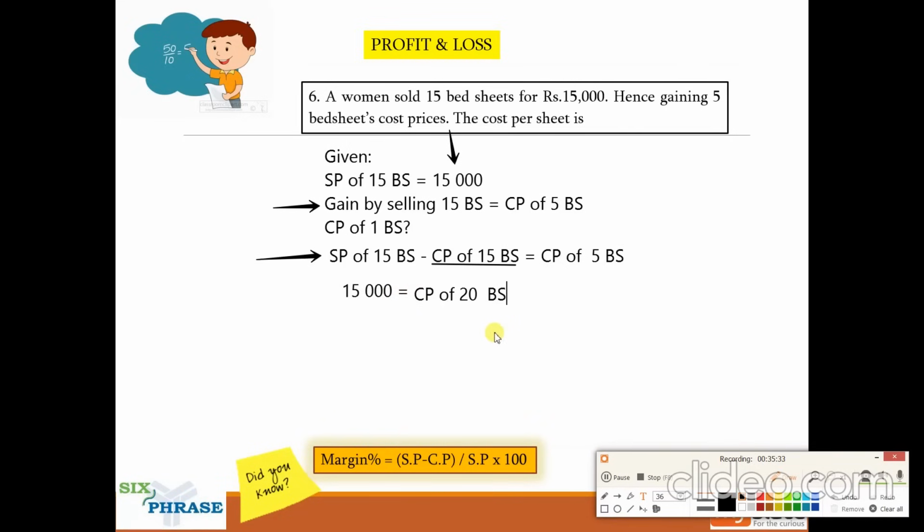Now, how do you get cost price of one bed sheet? Just bring this 20 down, or bring it this side. So you will get 15,000 divided by 20 will be equal to cost price of one bed sheet, which is nothing but 750 rupees. So you get 750 as the cost price of one bed sheet.